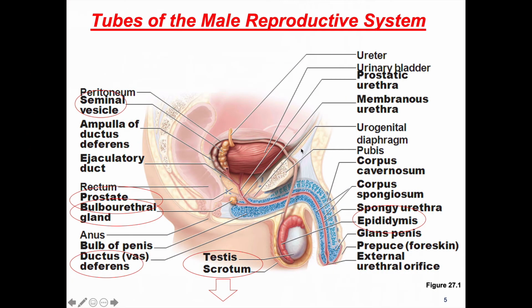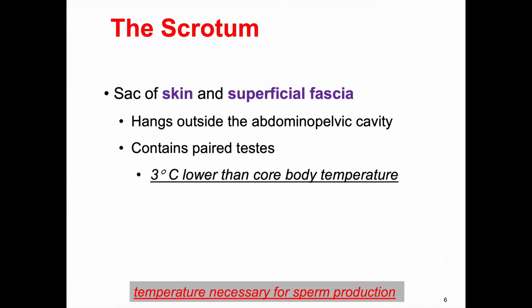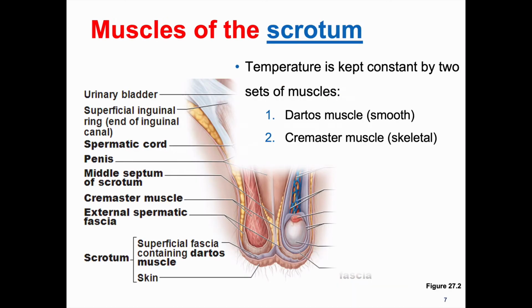Coming to this tubular structure, you have the seminal vesicle, which I have shown you, the prostate gland and the ejaculatory duct. Now let us go to the other part. As I told you, the scrotum is a sac made up of the dartos muscle that contains the paired testes. It is 3 degrees lower than the core body temperature. Normal body temperature is 37, so the scrotal temperature should be around 34. Only then can spermatogenesis take place.